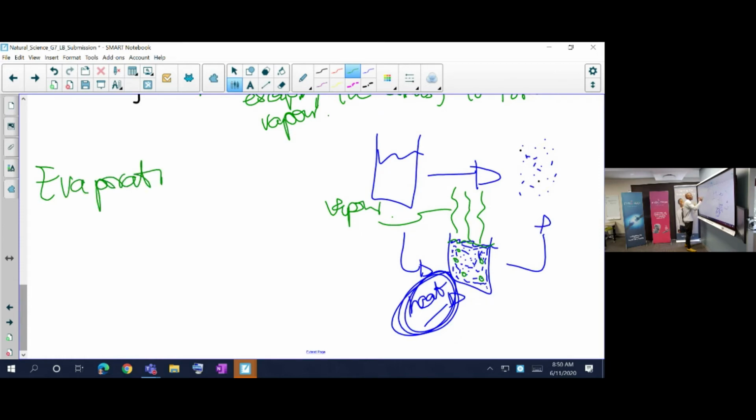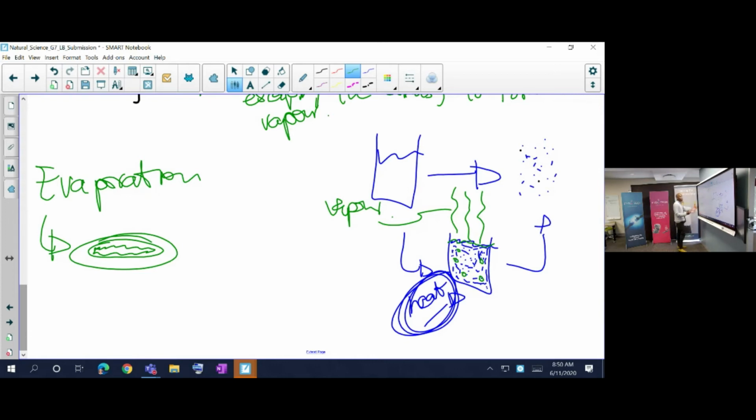Evaporation now. So what would be happening with evaporation? There I am, having left my water in this, and there's my water. I had left my water there, and after a few hours, it has evaporated. Right? It's no longer there.